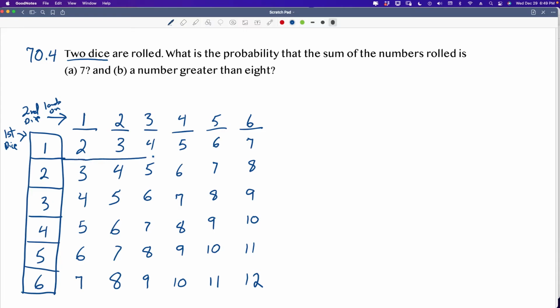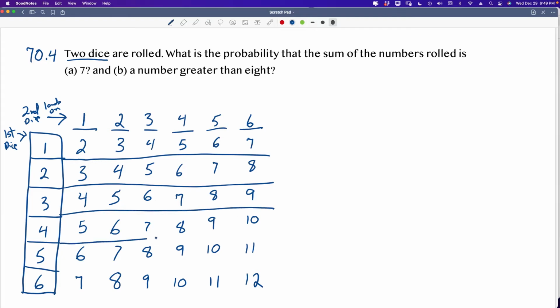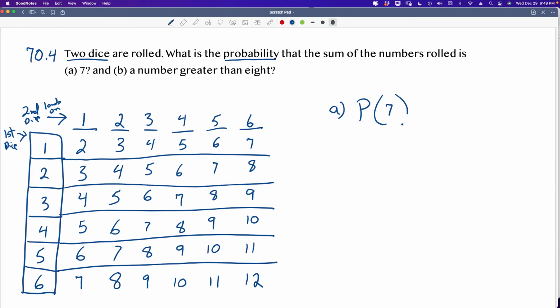And let me draw this little line here so we can see them better. Make sure we got them on the right row. All right, so what is the probability? Here's the probability of A, that it lands on a 7.